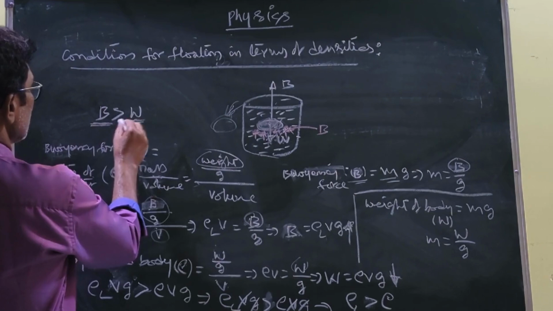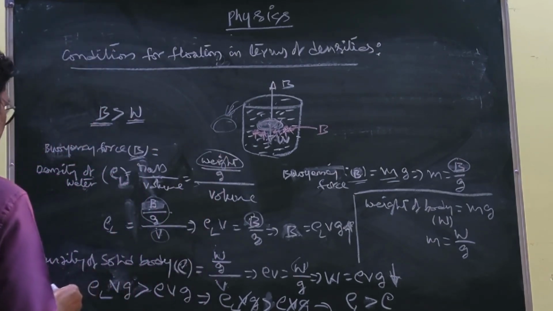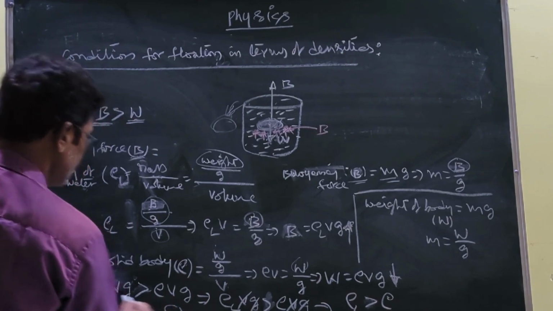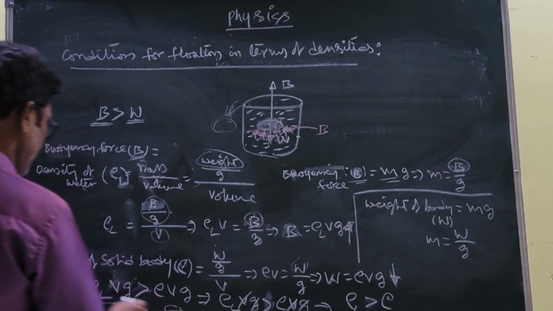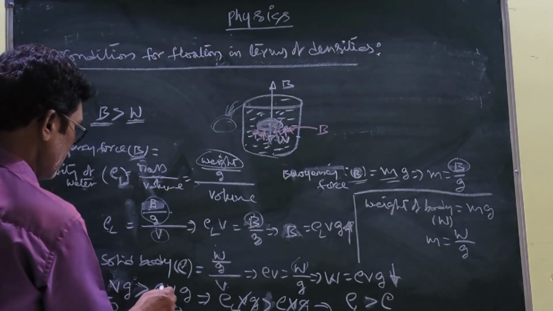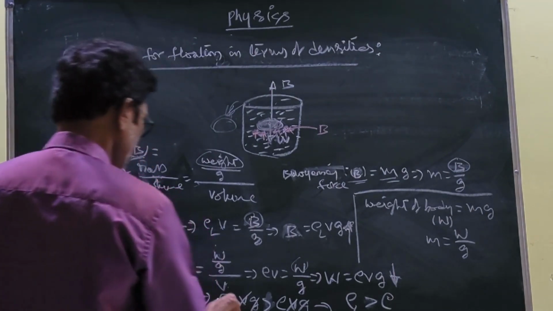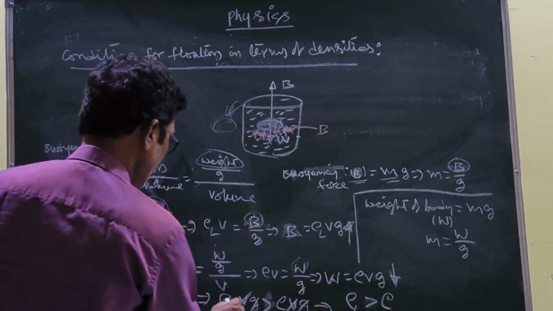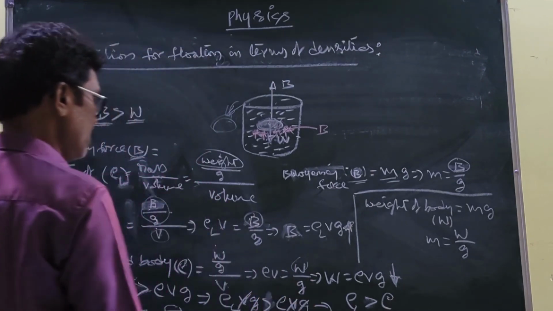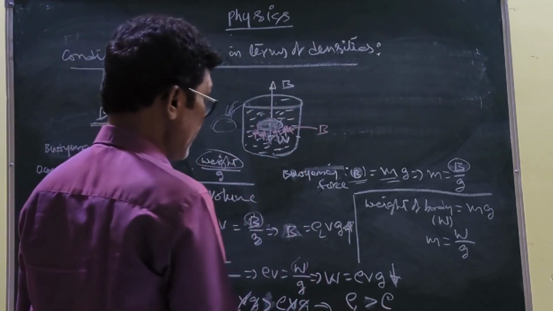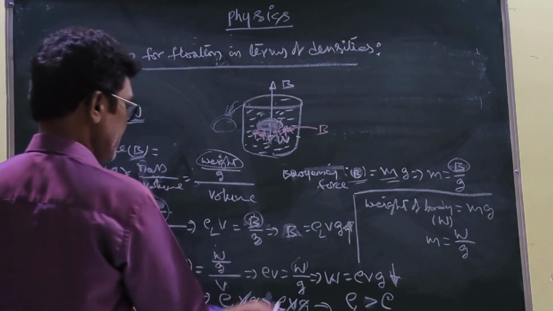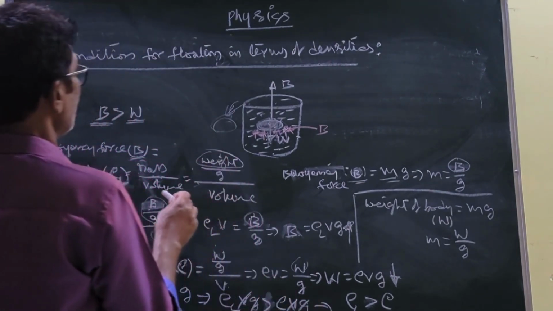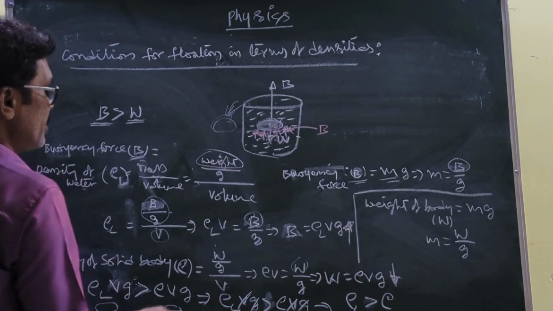Now what is the condition for floating? The buoyancy force is greater than the weight of that object. So rho L Vg is greater than rho Vg. Volume V and g are constants on either side, so they get cancelled. Finally we get rho L greater than rho. Therefore from this derivation we can express the floating condition in terms of density.